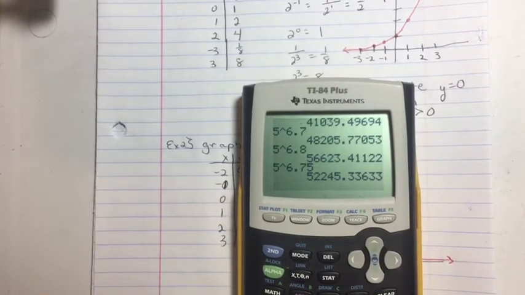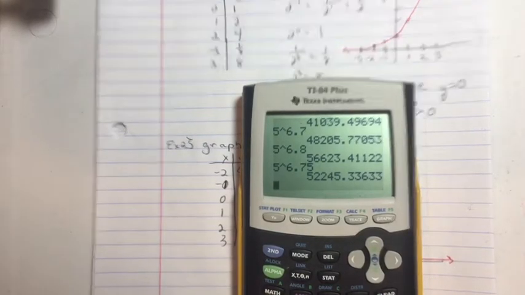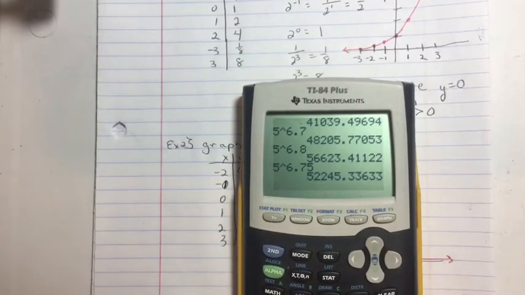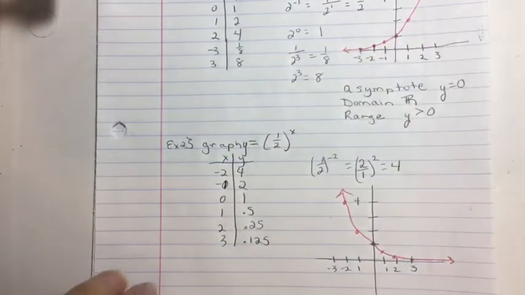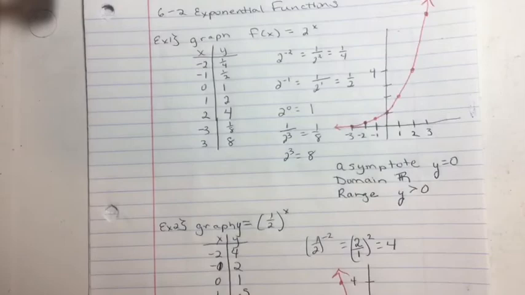Okay, I thought that was pretty interesting in light of what's going on in our world right now. All right, let's get back to the notes. I'm going to do a couple more graphs with you. They're going to have a term in the front.